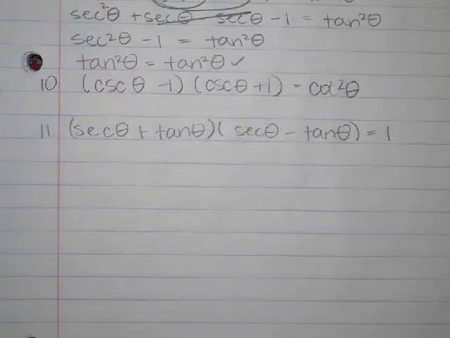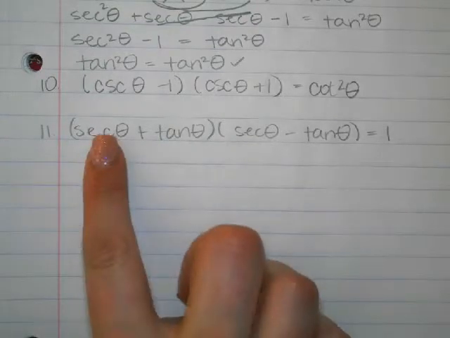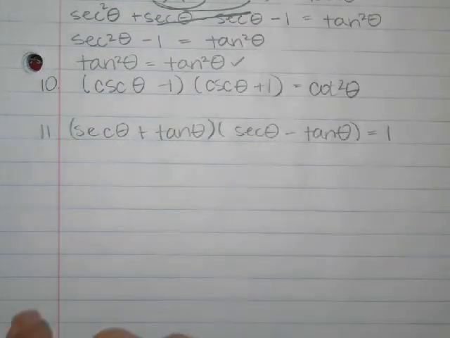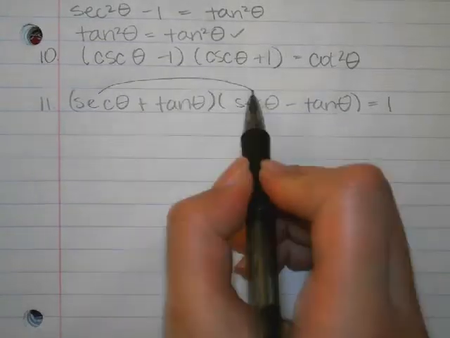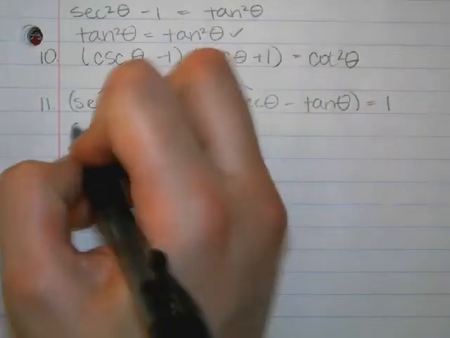So I have two ways I can see this problem going. One way is we could FOIL it out and see what happens. The other way is we could start right away with converting all of these into sines and cosines. And again, see what happens. What do you guys think you want to do? FOIL? Okay, so we're going to do secant times secant. Secant squared.